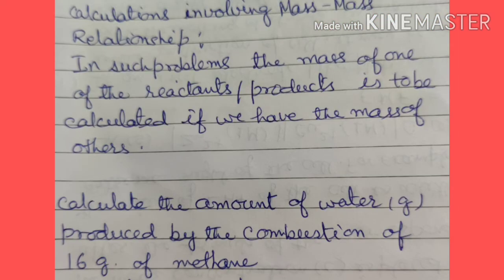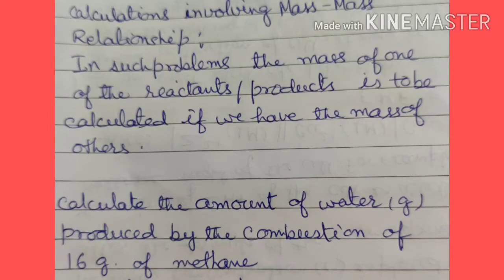Good morning, children. Today we will see the stoichiometric calculations which involve mass-mass relationship. In such problems, the mass of one of the reactants or products is to be calculated if we have the mass of others. This is a way by which we can determine the mass of the substance. Now we will see one problem based on this mass relationship.